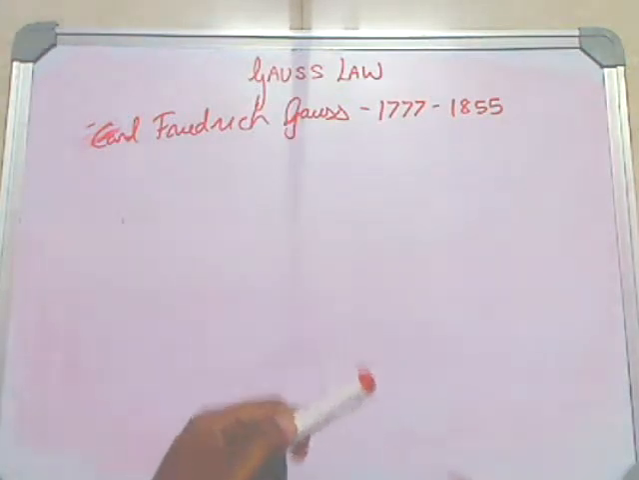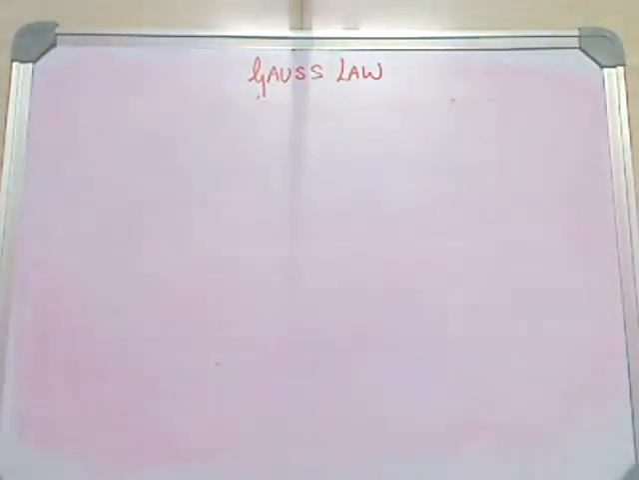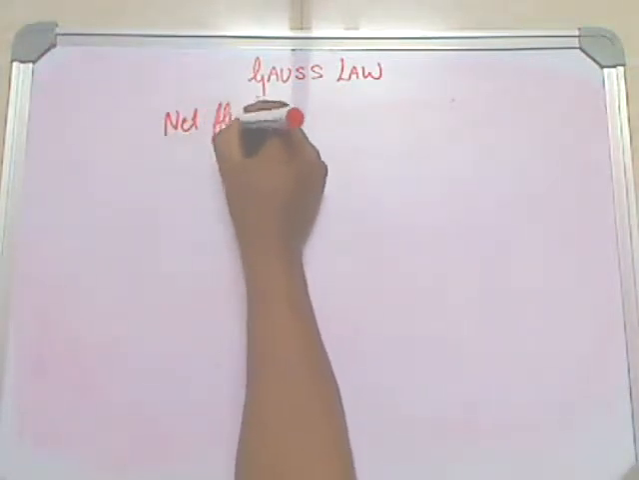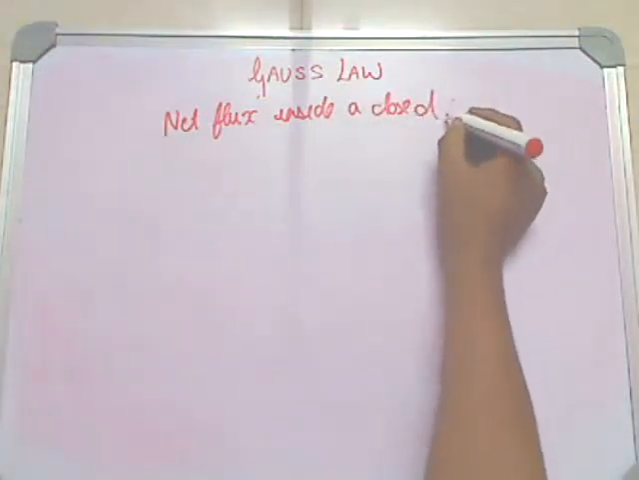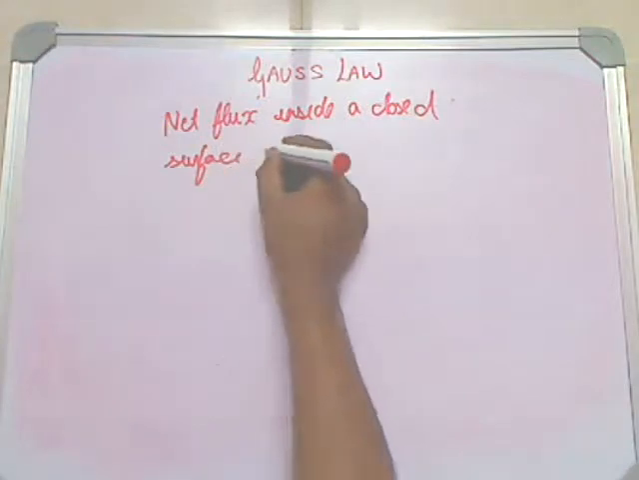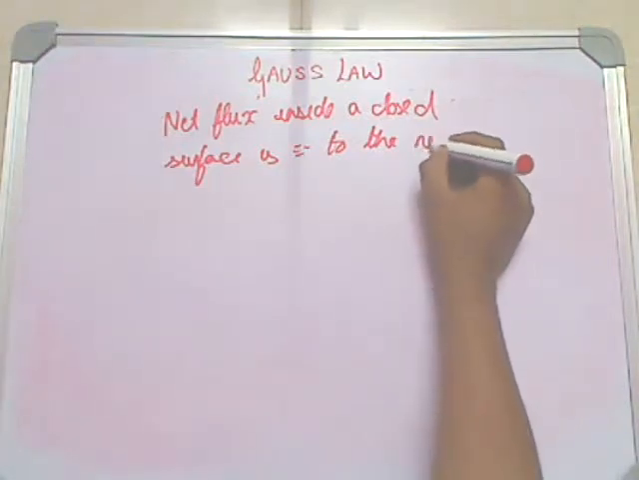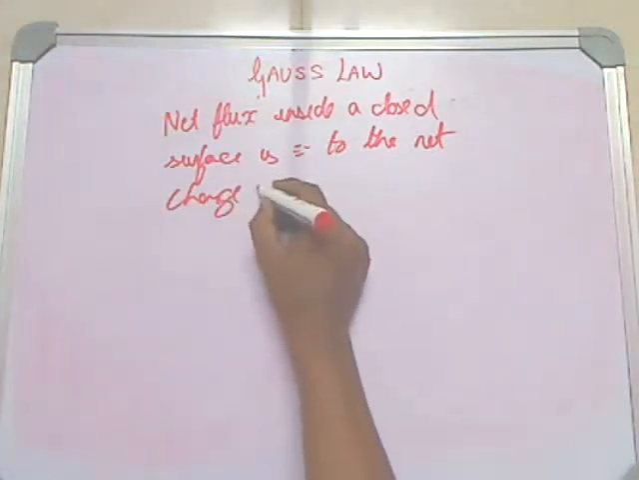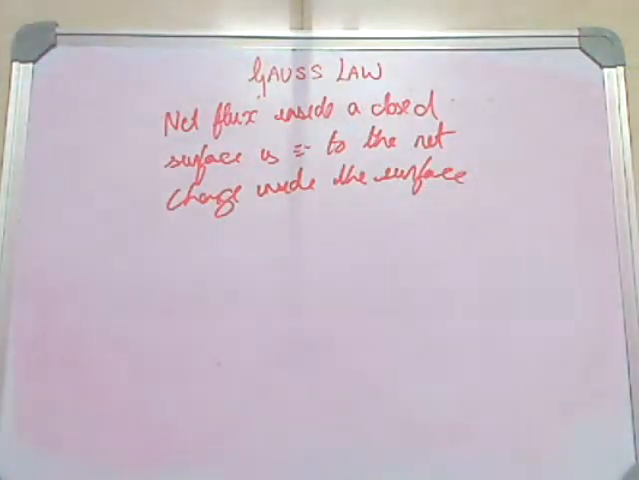So his major contribution in electrostatics would be the Gauss law, as you would call it. So what does the Gauss law actually say? It says the net flux inside a closed surface is equal to the net charge which is there inside the surface. Net charge inside the surface. So this is something that he brought along.